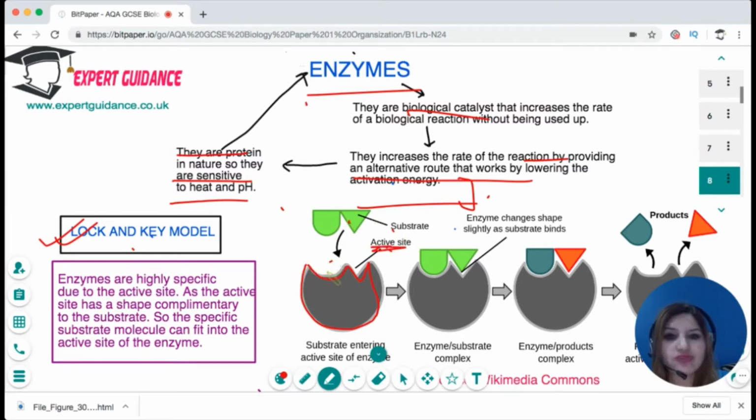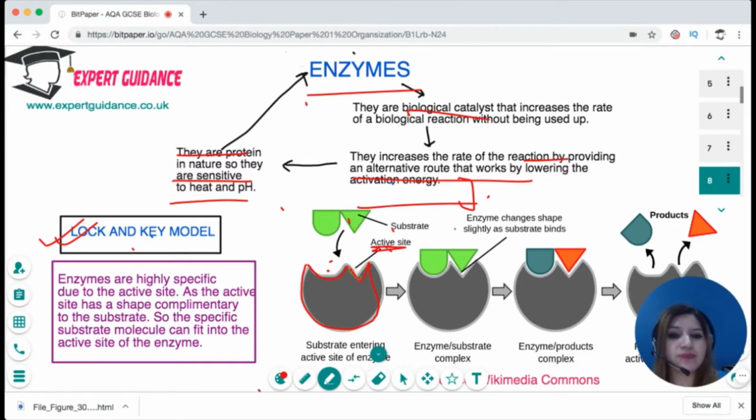Now the substrate and the active site have complementary shapes. Remember to use the word complementary. Most of the time in the exam, students say substrate and active site have the same shape. No, that's wrong. It's like a lock and key. The substrate and the active site have a complementary shape.